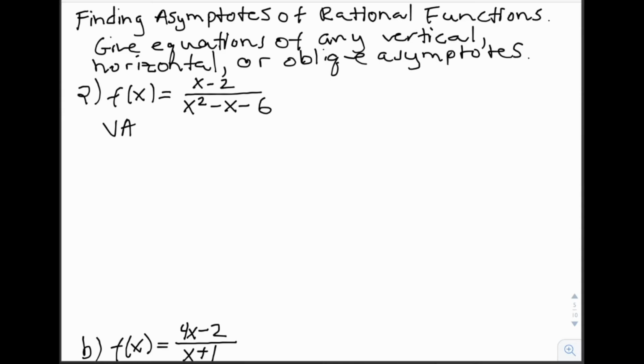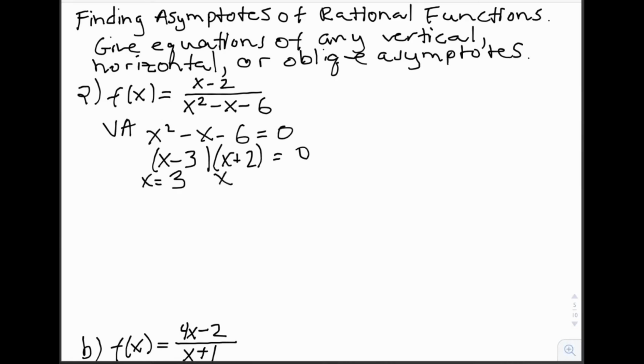So setting our bottom equal to 0 and then solving for x, let's see what we get. So we want to try to factor this one out. We need two numbers that multiply to -6 and added or subtracted get us -1. So in this case we will have an x minus 3 and then an x plus 2. Okay, and if we set both of these equal to 0, x should be equal to 3 and x should be equal to -2. So these are going to be our vertical asymptotes in this case.